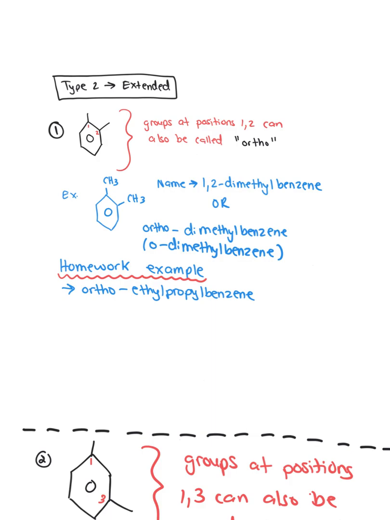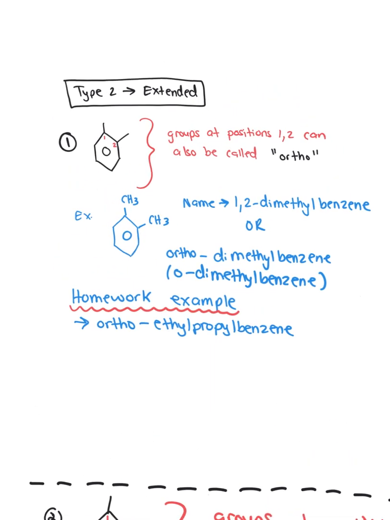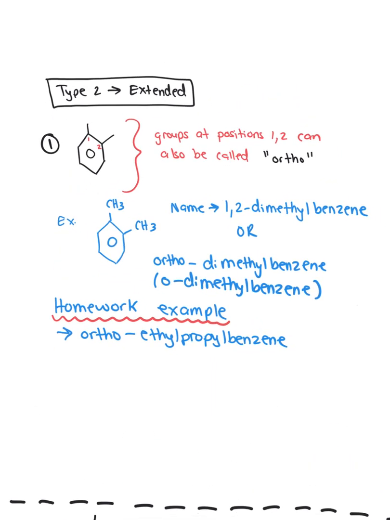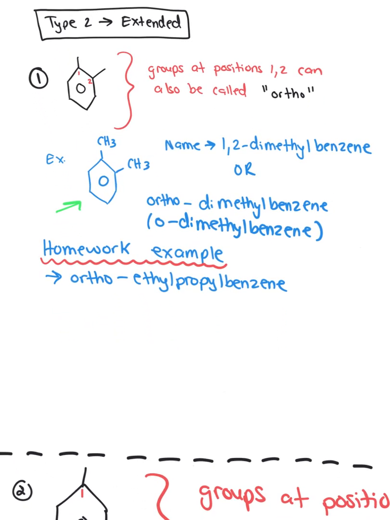Your type 2 extended, something to keep in mind. If you have a 1 and 2 orientation, so like we've drawn before, we would say this was our example. If we had a methyl group at location 1 and 2, we could name it 1,2-dimethylbenzene. However, there's another orientation you may see in your homework or in some of the assignment questions or in future, so I want you to be aware.